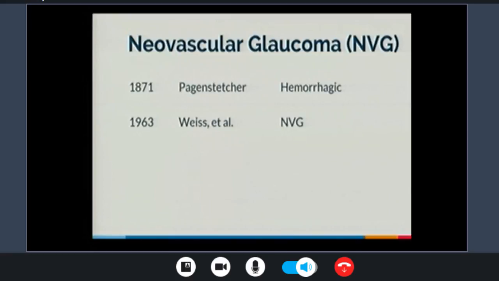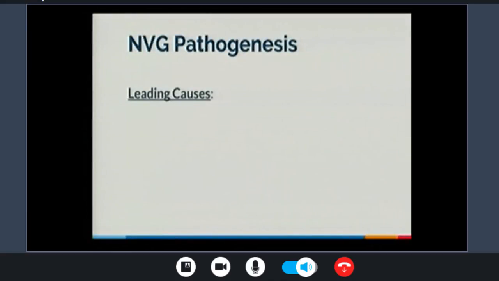So it is very important to know that Wey is the one who described the exact underlying pathology. So how does this membrane or new vessel form? We know that retinal ischemia is responsible for about 97% of cases of neovascular glaucoma. So once you see a neovascular glaucoma, look or search for retinal ischemia. This is in the vast majority of cases.